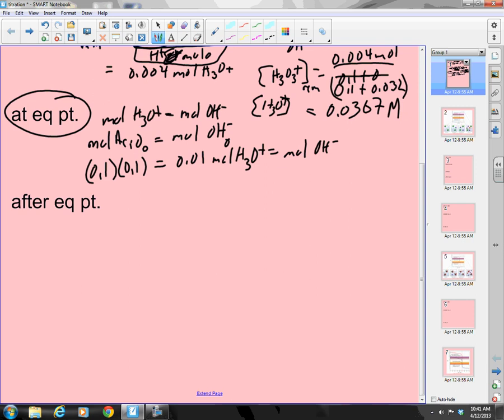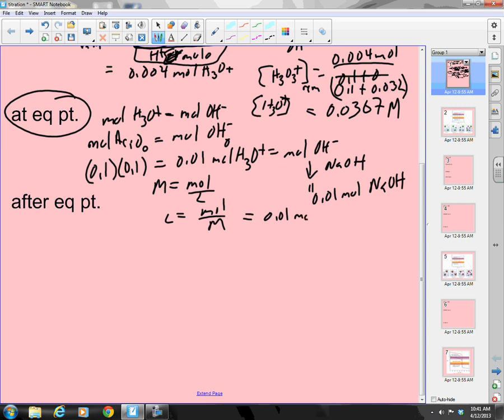Good. And then from there, I want to go to moles of my base. In this case, since I have NaOH, it's a 1-to-1 ratio. So this then also equals my 0.01 moles of sodium hydroxide. And then how do I get volume? Well, molarity is equal to what? Moles per liter. So that means liters equal moles per molarity. I have 0.01 moles, and I have 0.2 molar. So divide that by 0.2, and I get 0.050 liters. So 50 milliliters is my equivalence point.